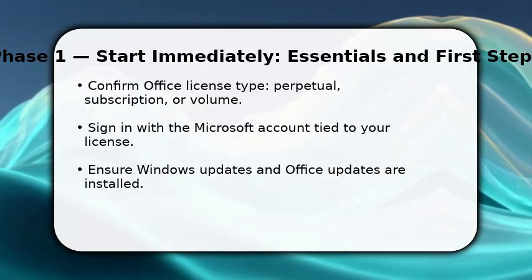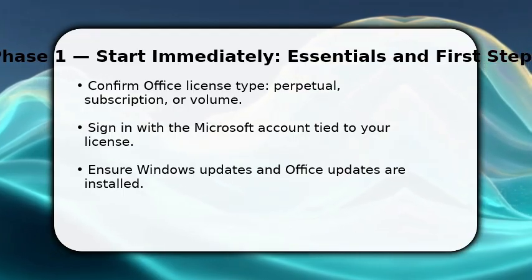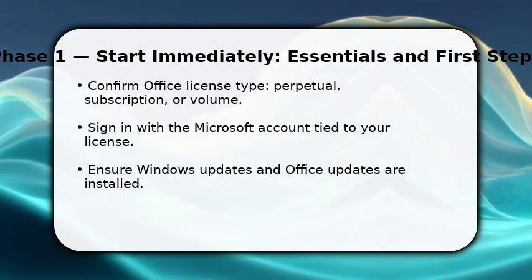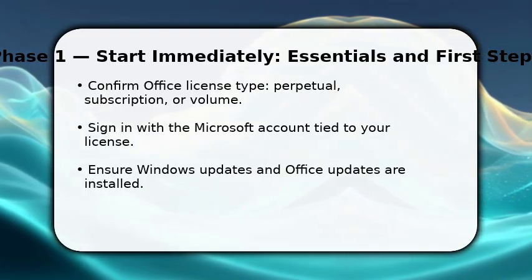Next, open PowerPoint and go to File Account to view activation status. If you see a message about needing activation, keep this window open. We'll use it for the next steps to repair and re-enter license details.